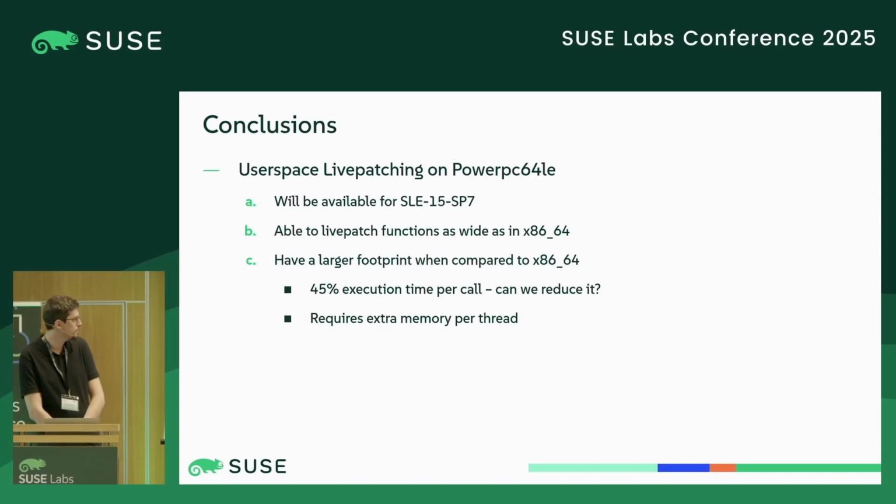However, we have a larger memory footprint because we have to allocate a ptrace stack for each thread, and that could go on indefinitely until the program goes out of memory. If it's recursive, that's the worst case scenario. And of course, we have a 45% execution overhead per call, which is not great, but that's what we have.